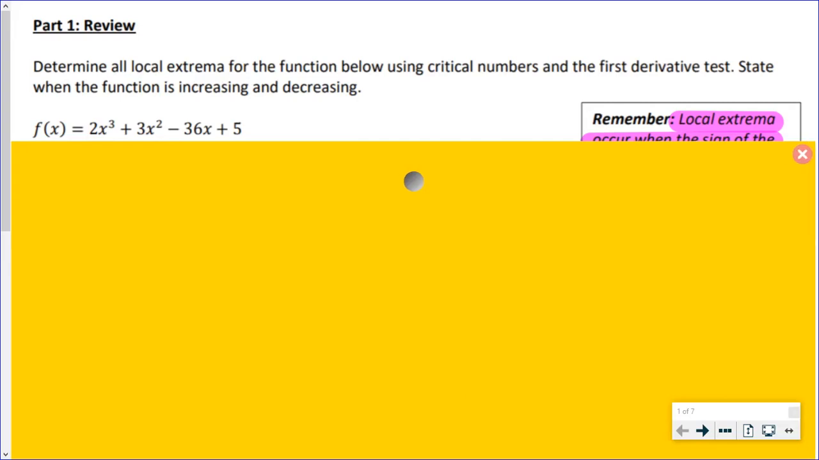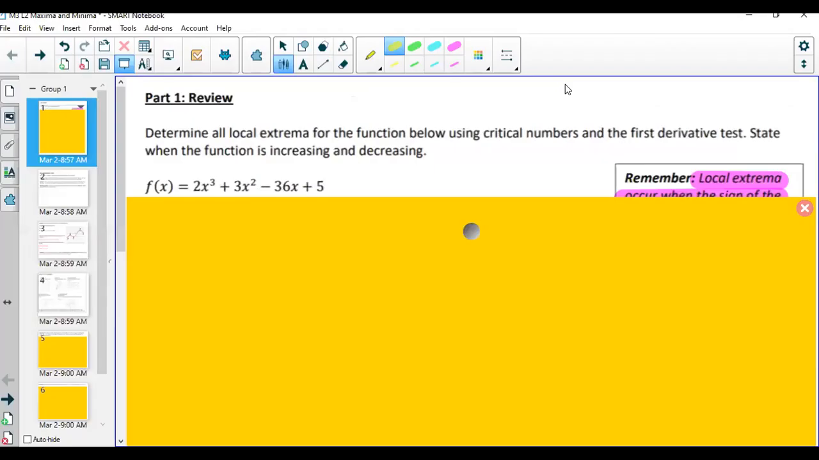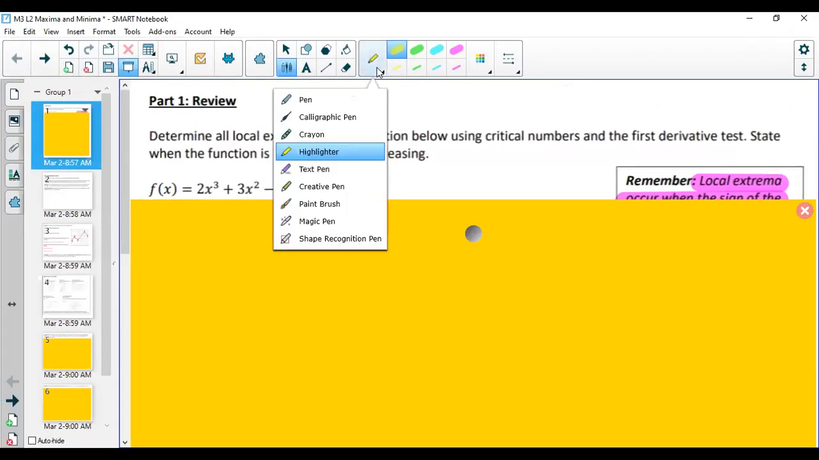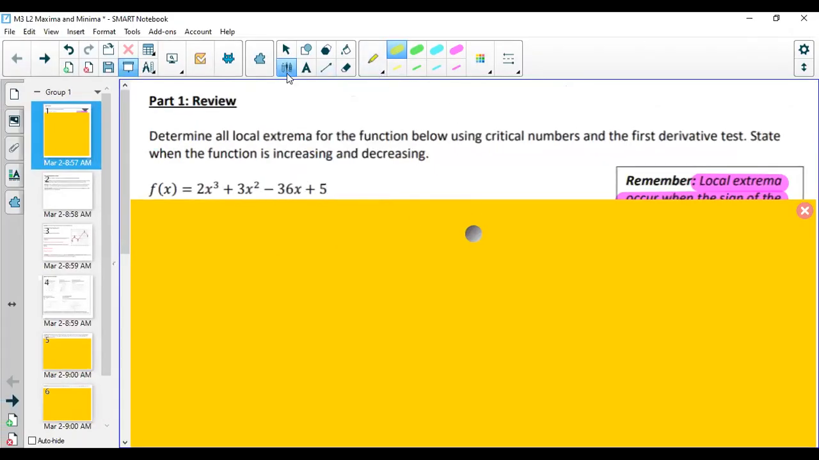Let's go out of full screen mode. Make sure I'm on highlighter mode. Still not working. There we go.